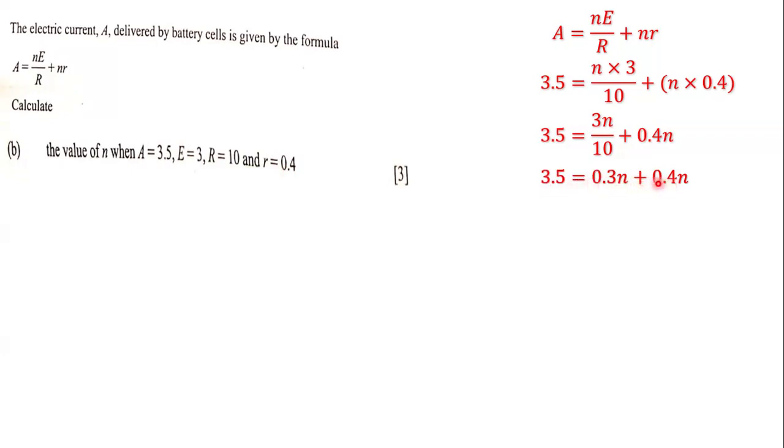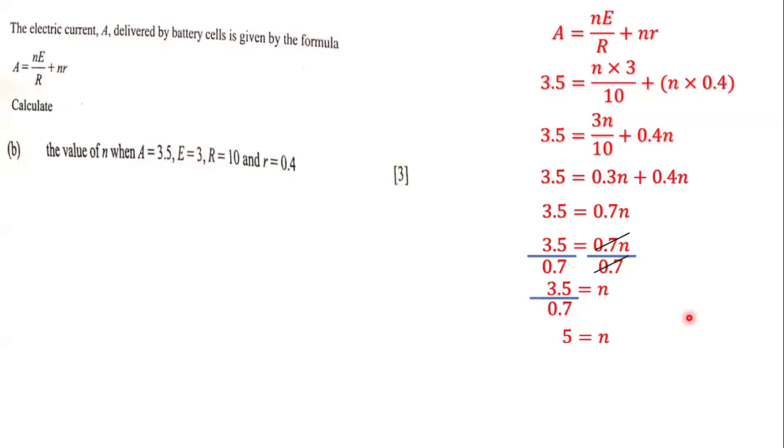We can add these two because they are like terms. 0.3n plus 0.4n gives us 0.7n. So we have 3.5 is equal to 0.7n. We divide both sides of this equation by 0.7. This cancels over this, so we are left with n is equal to 3.5 divided by 0.7. We divide both of these, and we get that n is equal to 5.